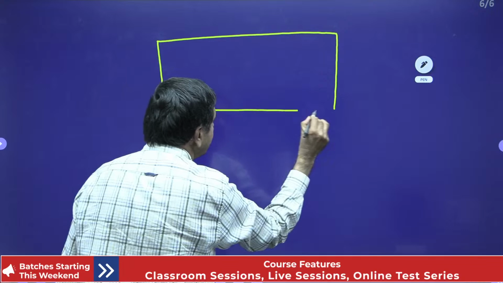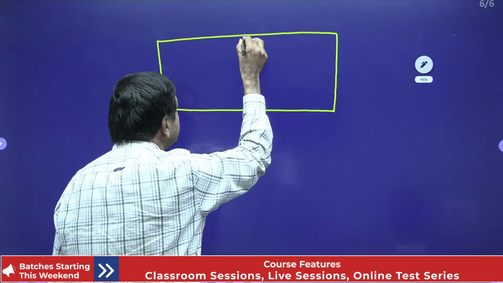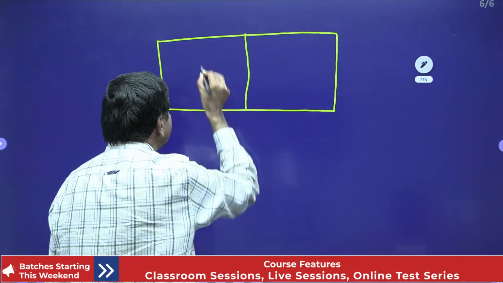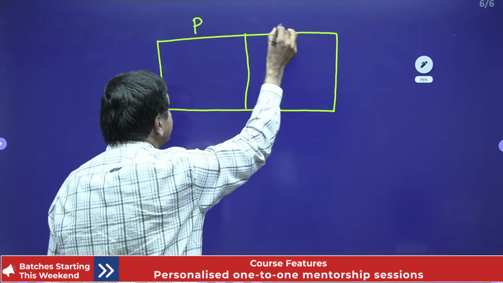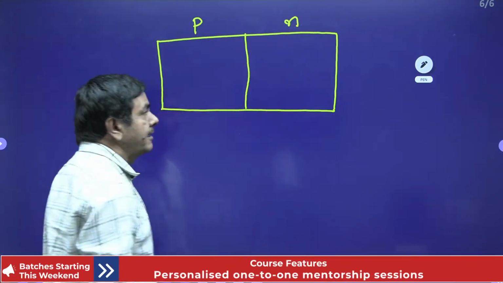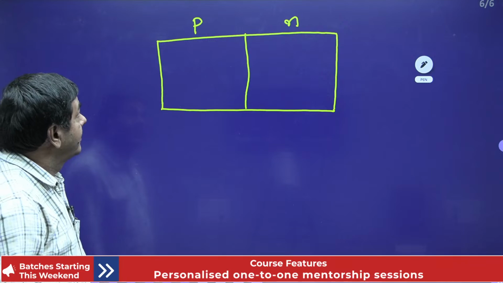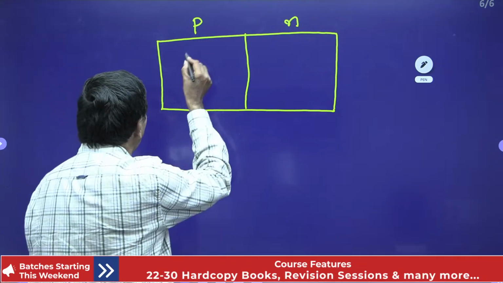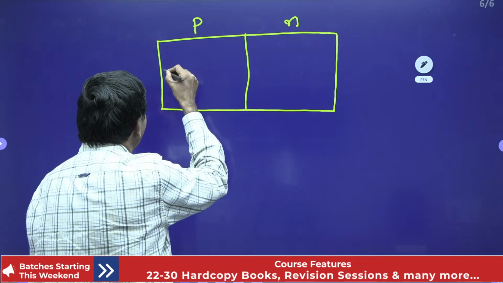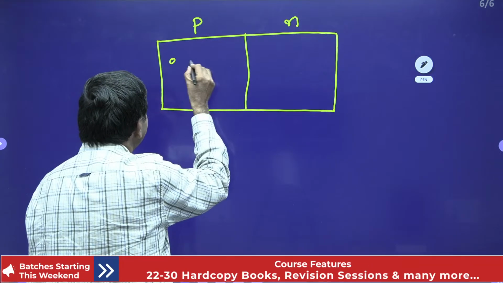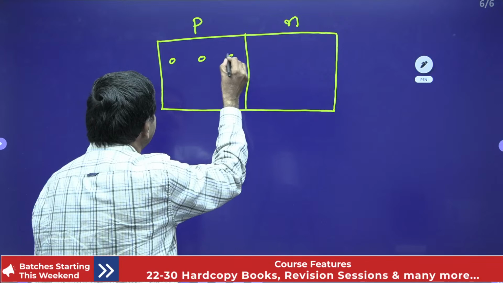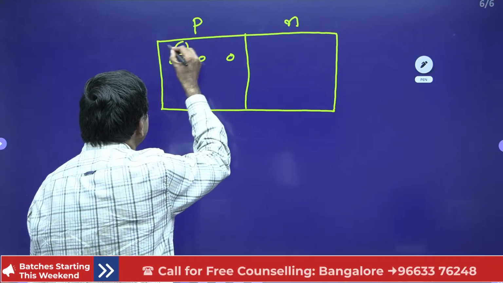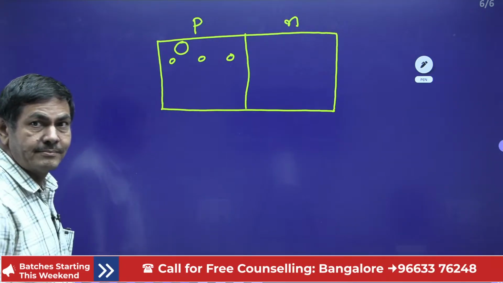This is the structure of the PN junction diode. This is P-type material. This is N-type material. In the P-type material, you can find the majority carriers, the holes. Along with the holes, you can find the ions also, to neutralize.